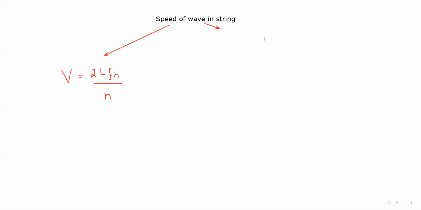And there is also another formula to find the speed of the wave in a string. V is equal to the square root of T divided by mu. What is T and what is mu? T is the tension, the force on the wire. And mu is the mass per unit length, or you can just understand it in terms of thickness. So how much mass there is in a unit length, that is denoted by mu.